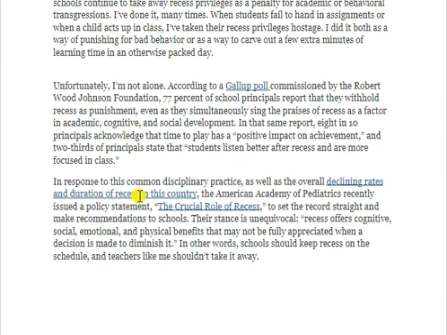In response to this common disciplinary practice, as well as the overall declining rates in duration of recess in this country, the American Academy of Pediatrics recently issued a policy statement, The Crucial Role of Recess, to set the record straight and make recommendations to schools. Their stance is unequivocal, meaning it can't be argued with. Recess offers cognitive, meaning brain functions, social, emotional, and physical benefits that may not be fully appreciated when a decision is made to diminish it. In other words, schools should keep recess on the schedule, and teachers like me shouldn't take it away.